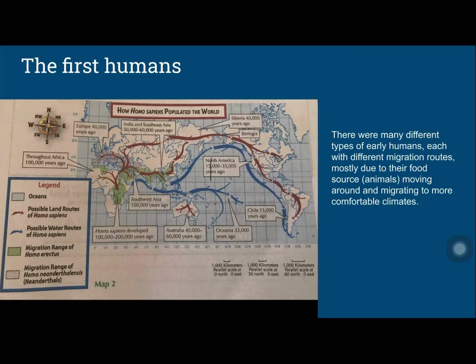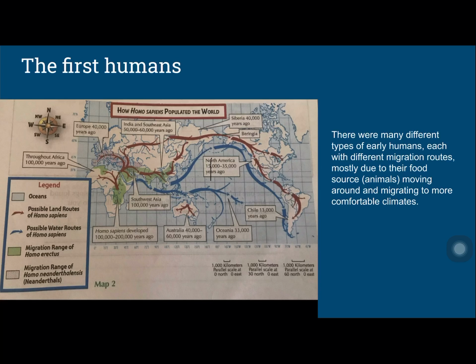Back in the day, there were many different types of early humans. The most known one was the Homo sapiens. They were one of the latest generations of humans, most developed brain-wise, body-wise, and mentally.